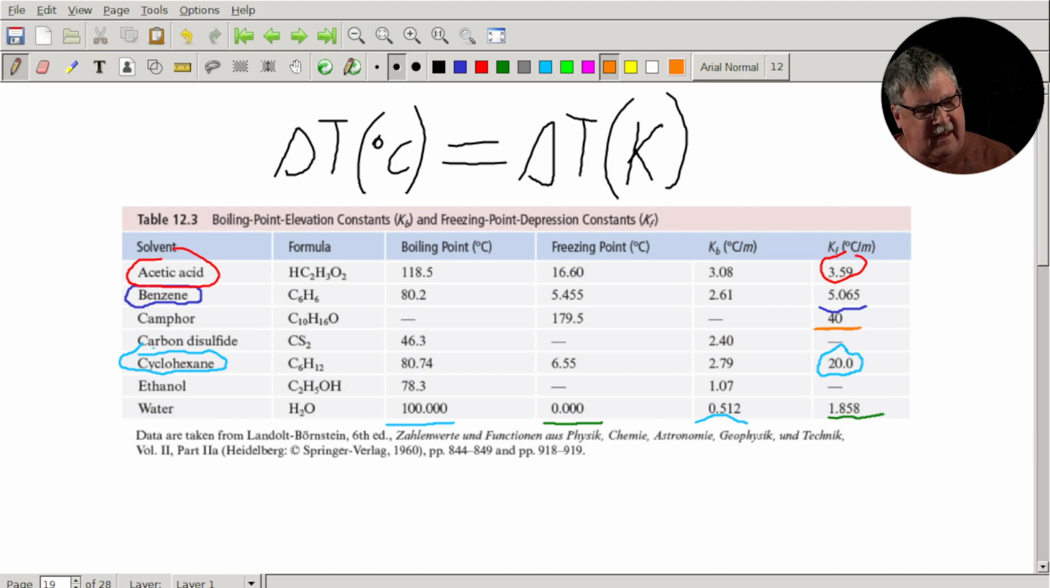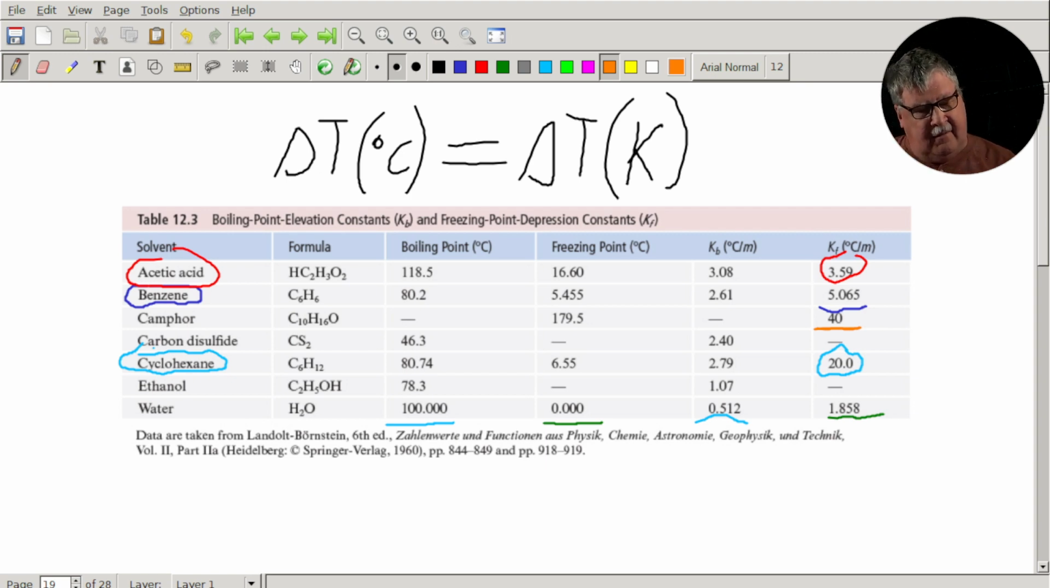Notice how ethanol is conveniently avoided. Ethanol does have a freezing point, but it's not in a reasonable range to use in a laboratory, so the book just ignores it. The same is true with carbon disulfide.